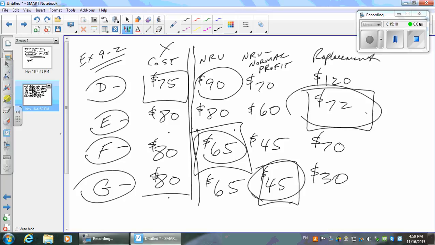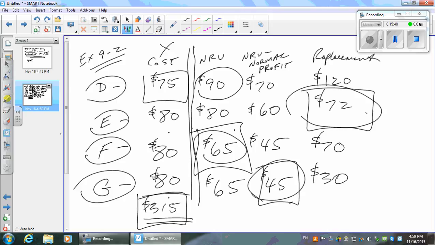Let's add all those up. Okay? And then we'll add up all of our market estimates, the ones that we have circled there. What, 80 plus 80 plus 80 plus 75, 315. Okay, so my cost is 315 for my total inventory, assuming I have one of each item.